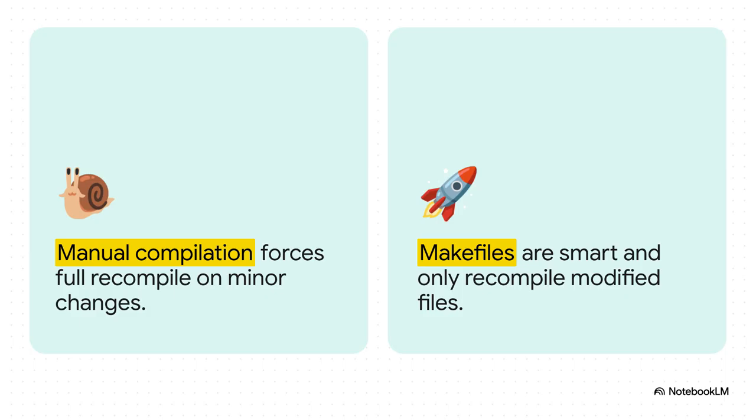Let's do a quick comparison between manual compilation and using a Makefile. Manual compilation is honestly just tedious. If you change a single line of code in one .c file, a standard shell script is going to force you to recompile every single file all over again. Makefiles, on the other hand, are incredibly smart. They are dependency-based. A properly written Makefile checks the file timestamps and only recompiles the specific .c files that were actually modified. It is essentially the ultimate architectural blueprint for efficiency.